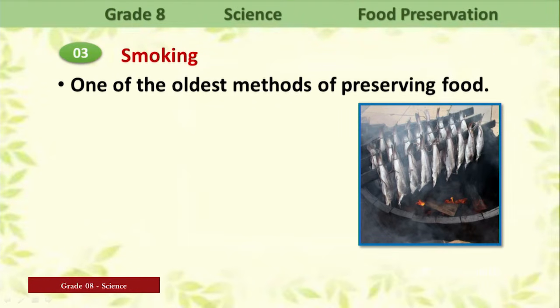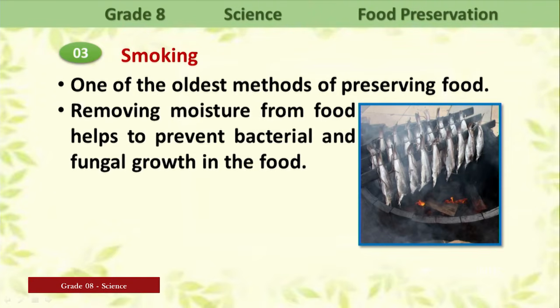One of the oldest methods of preserving food. This is known as one of the oldest methods of preserving food because it was used in the past also. Removing moisture from food helps to prevent bacterial and fungal growth in the food. You know that while smoking, the heat is provided to the food, then it removes the moisture from the food item and it helps to prevent the bacterial and fungal growth in the food.